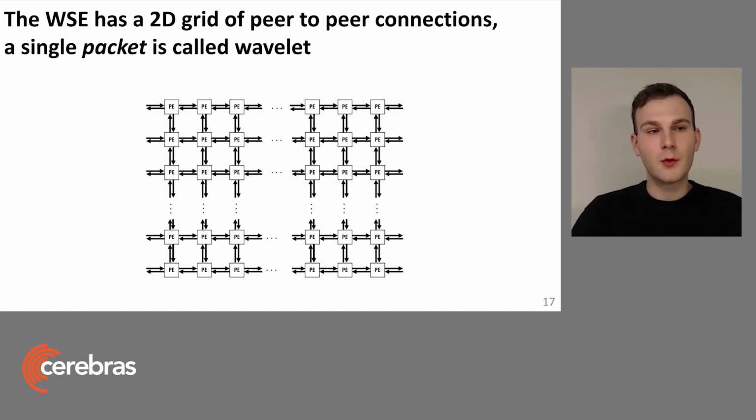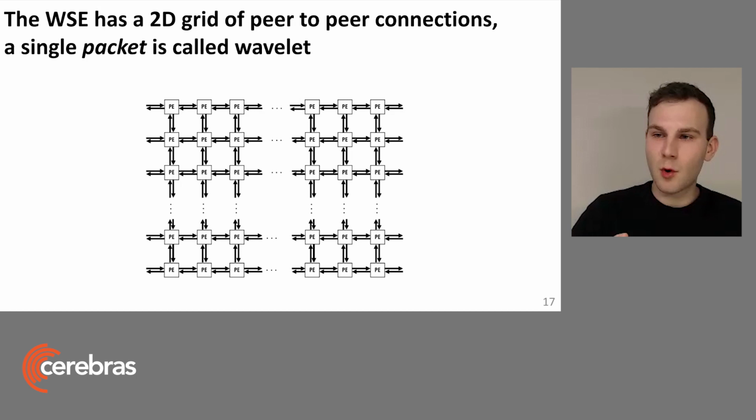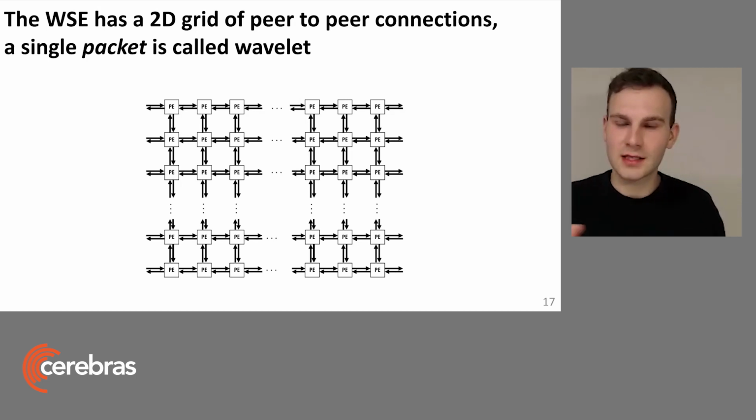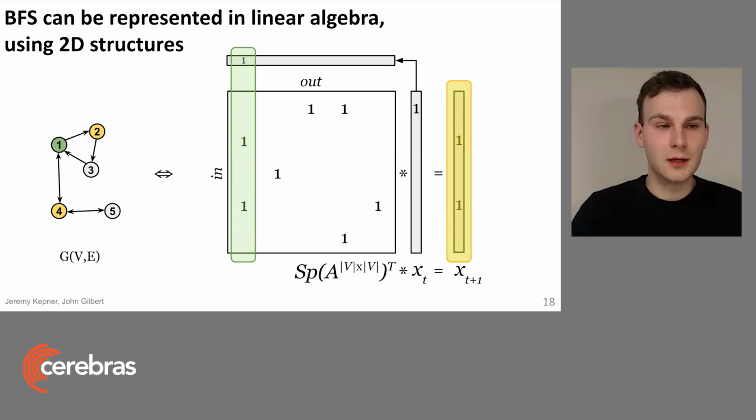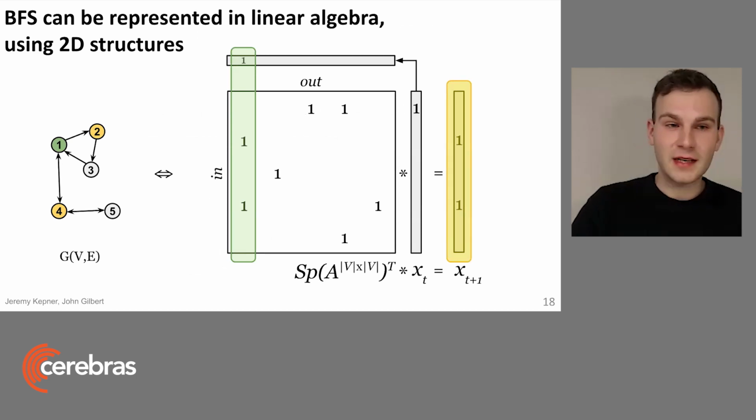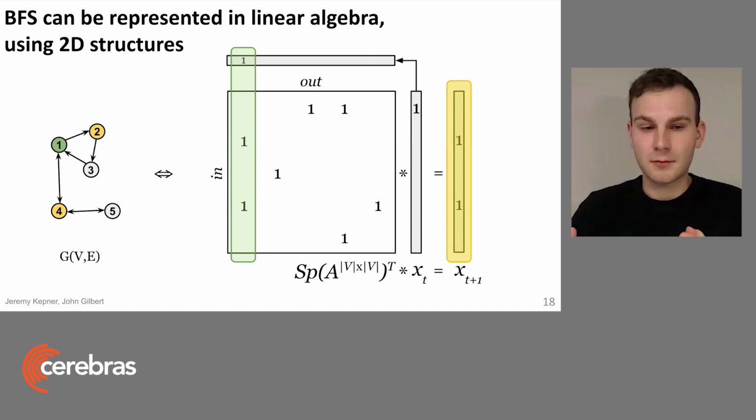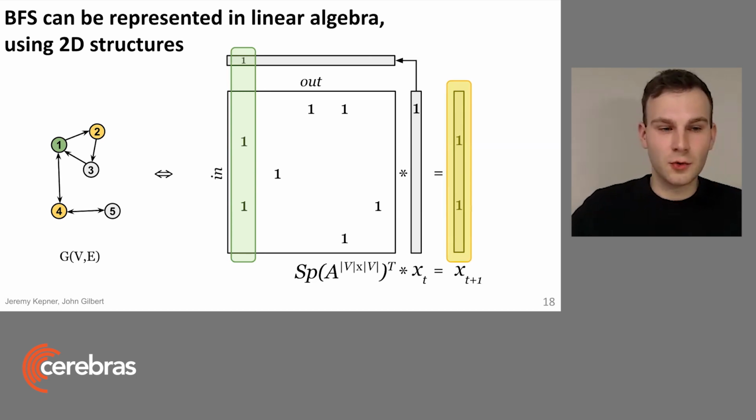Now we want to reformulate our BFS run to have a more regular structure so that it somehow fits onto this chip. And what we do is we reformulate BFS as a sparse matrix, sparse vector problem, to then represent the iteration the BFS algorithm takes.